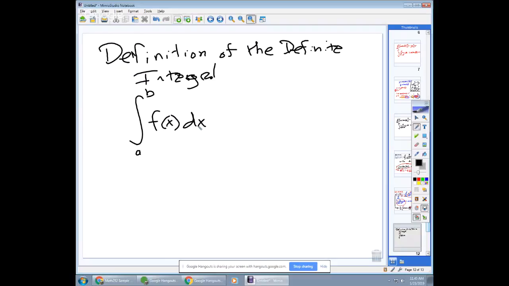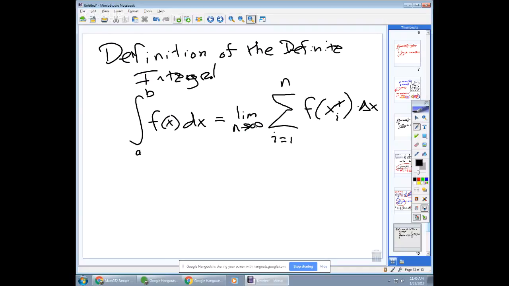And the definition is to take the limit of a Riemann sum. In a Riemann sum, you have some index variable i that goes from 1 to n for n rectangles. And you would figure out what the special x values you're going to plug in are. Those are called our x stars. This gives you the height of the rectangle, and then you multiply by delta x, the width of each rectangle. And then the limit is as n goes to infinity.